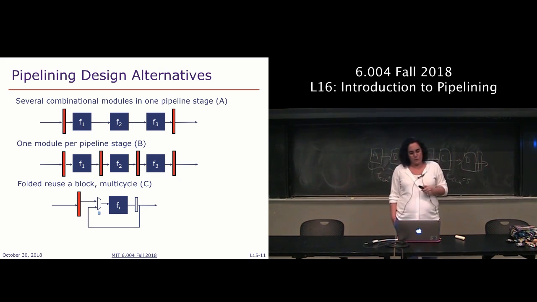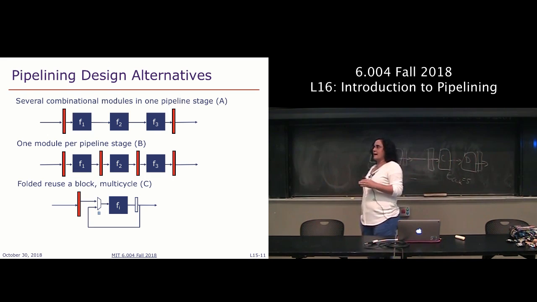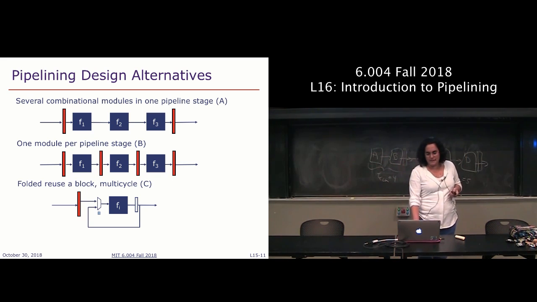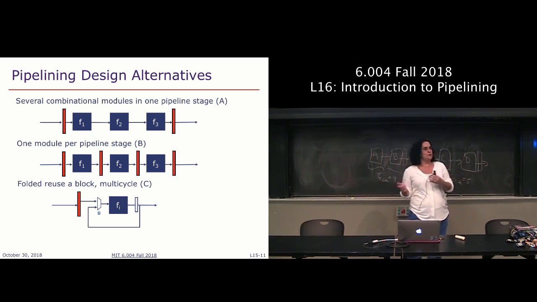Now what about the third one, okay? I'm still trying to implement something that has these 3 functions, F1, 2, and 3. Okay, so in the third one, what I've done is I've reduced my area by just having one copy of F. But what that means is that I'm sharing F amongst F1 and F2 and F3, so I can't do them all at the same time. I still have to do them in order.